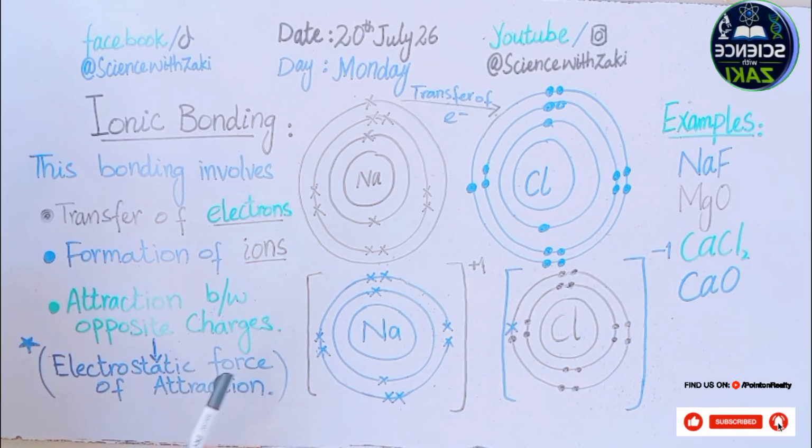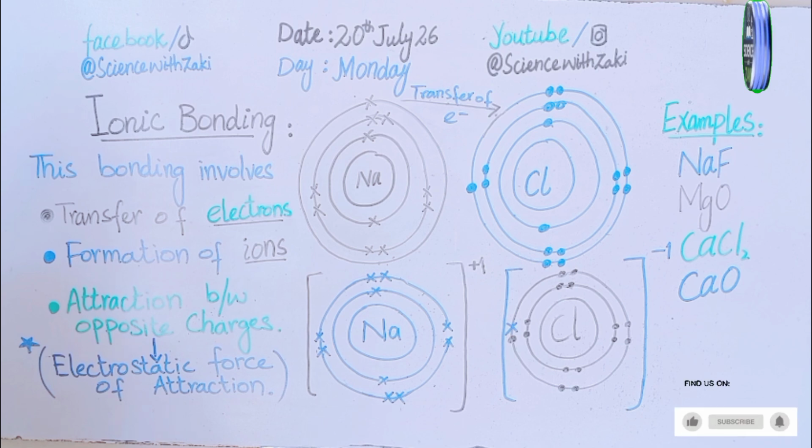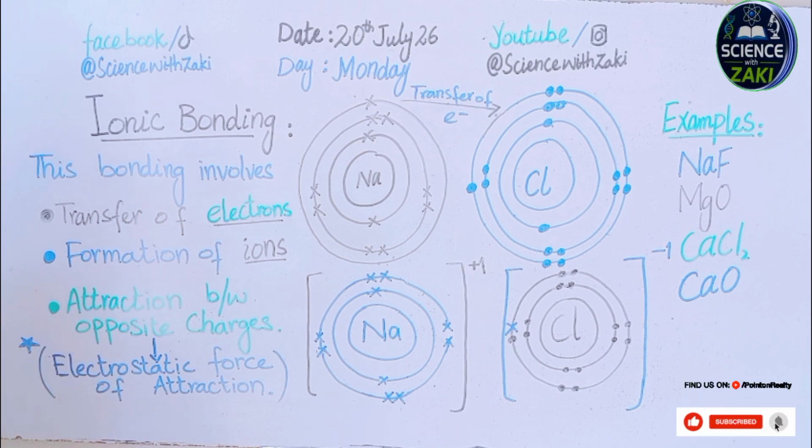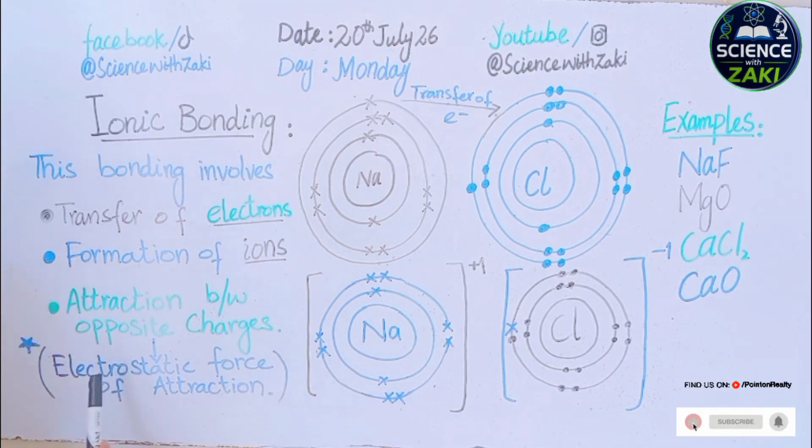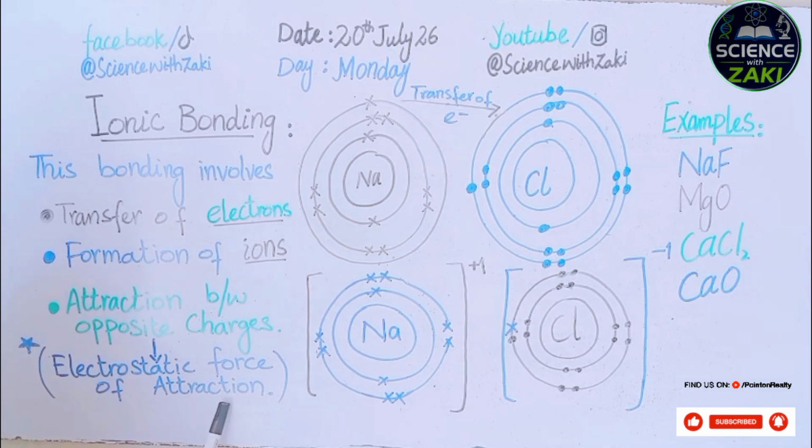So positive and negative charges always attract each other, and a force of attraction is created between these ions. This type of force is known as the electrostatic force of attraction.